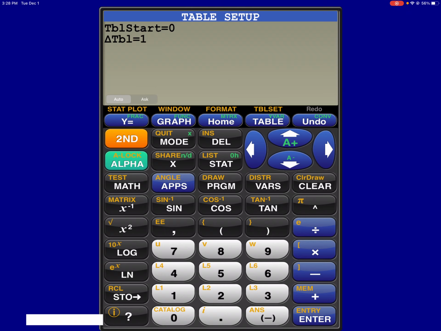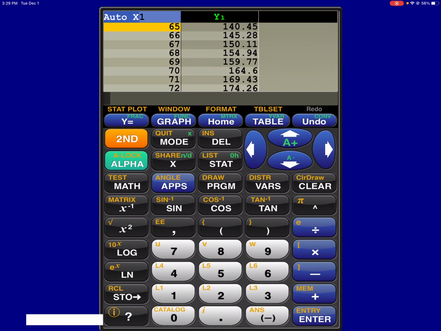Now, table start allows you to jump around wherever you want to. I notice all my values are in the 60s and 70s, so there's no point in starting at 0 and scrolling the whole way up. I might as well just jump straight to 65. Now when I go to table, it takes me right to 65. Then I can bounce around, filling out all these different values.